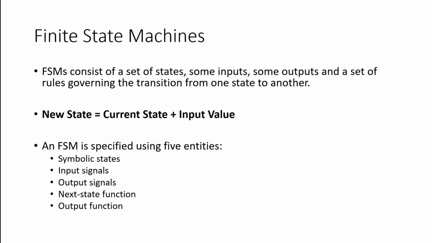So a finite state machine is specified using 5 entities. These are symbolic states, inputs, outputs, some next state function, that's the actual rules that govern the transition, and an output function, which tells us what is the output when I am in a particular state.